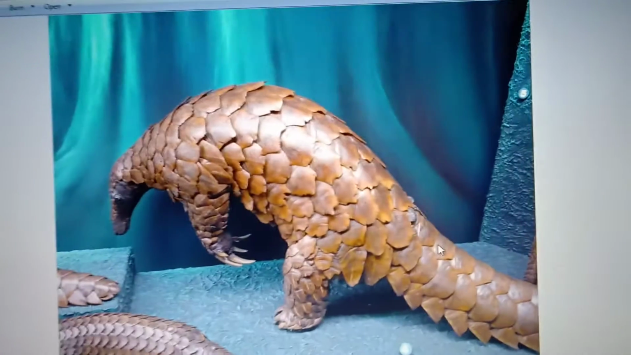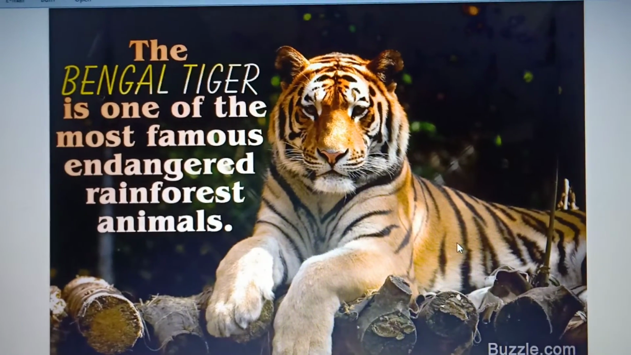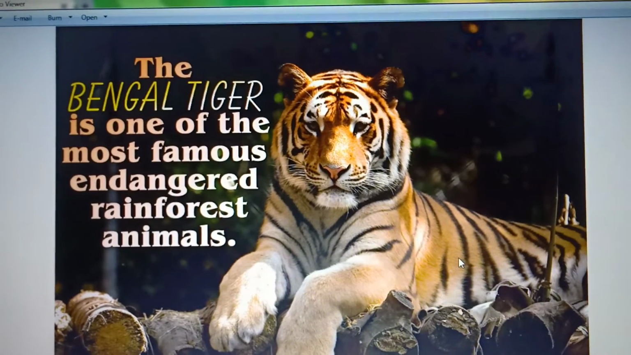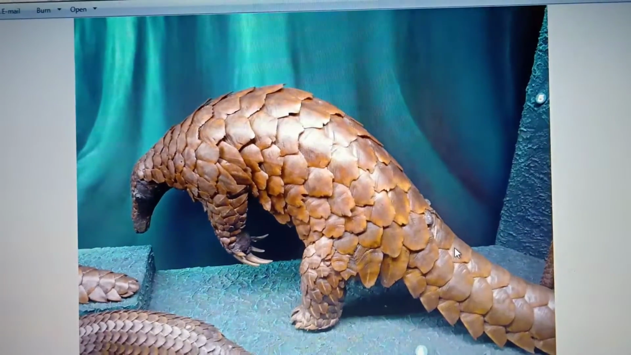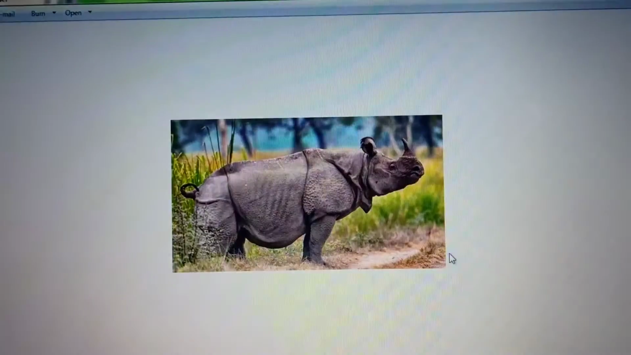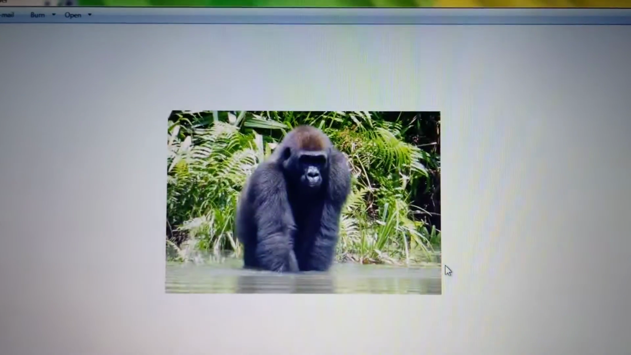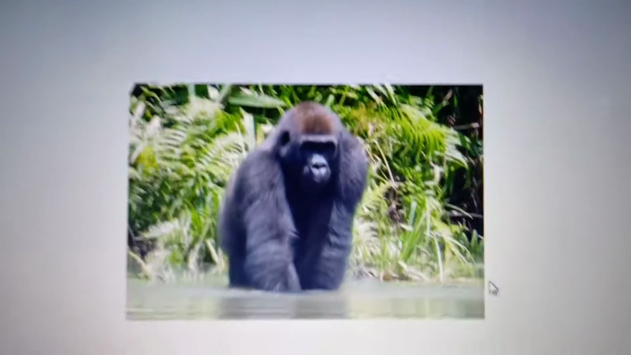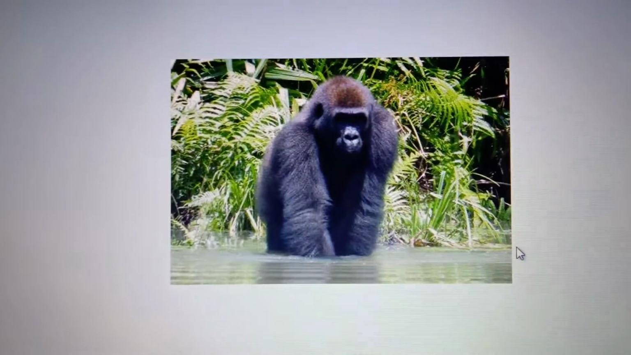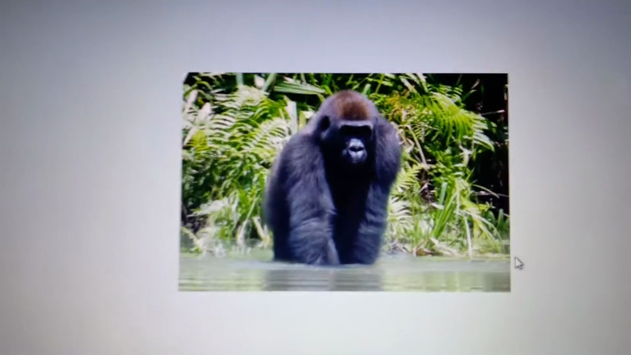Last class we saw about Project Tiger and all, how the government launched this to increase the tiger population. And this is a pangolin. This is also an endangered animal. This is a rhino and gorilla. All these are endangered species. And that's all about the endangered.